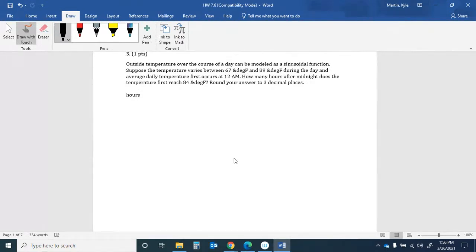Okay. Outside temperature over the course of a day can be modeled as a sinusoidal function. That means either sine or cosine, right? Suppose the temperature varies between 67 degrees Fahrenheit and 89 degrees Fahrenheit. It didn't really transfer very well, did it? I guess it didn't have the special symbol, or didn't know how to find it. So it varies between 67 and 89 during the day, and average daily temperature first occurs at 12 a.m. How many hours after midnight does the temperature first reach 84 degrees Fahrenheit?